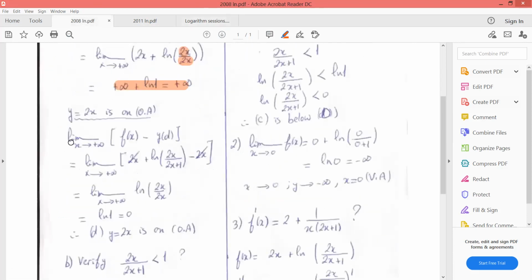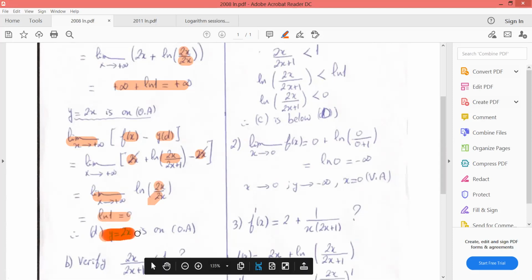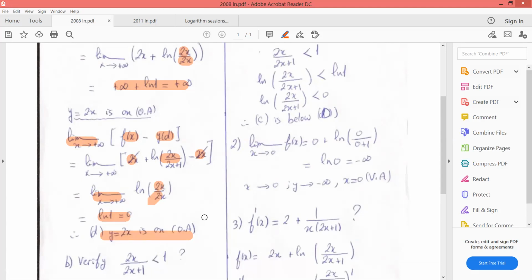Therefore, the limit as x tends to plus infinity of f(x) minus y(d). f(x) is 2x plus ln(2x over 2x plus 1) minus 2x. 2x minus 2x is simplified. Once again, I take the limit of the highest power over the highest power, 2x over 2x, which is 1. We get ln 1 equal to 0. Then y equals 2x is an oblique asymptote. Did you get it? Any questions, please? No. Sure? Yes. Okay.